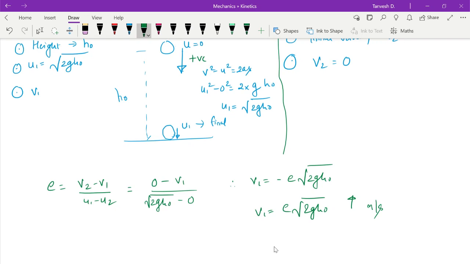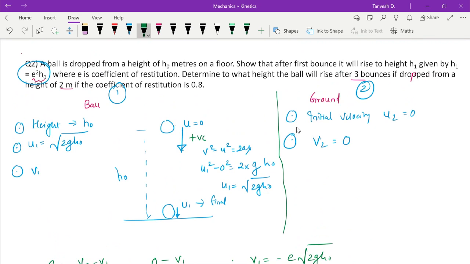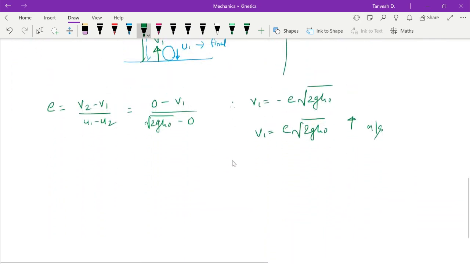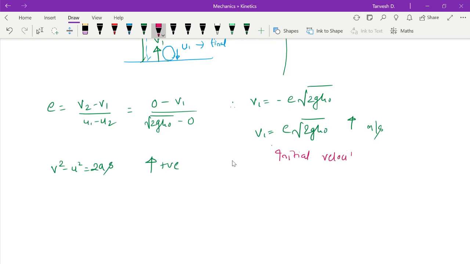So what is h1, to what height will it rise after the impact? After the impact, the ball is going up with a velocity of v1, and it can go up till a height of h1, where the final velocity will become 0. Again we can use the equations of motion. Now I am taking upwards as positive, because this is the initial velocity of the upward motion after impact.